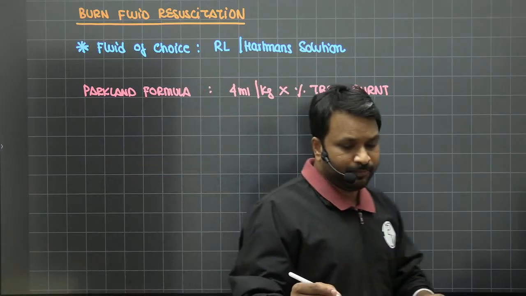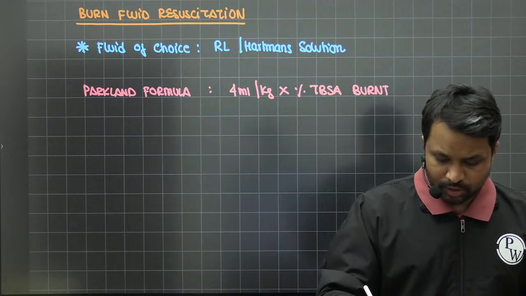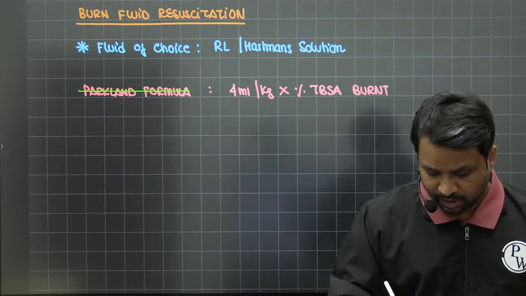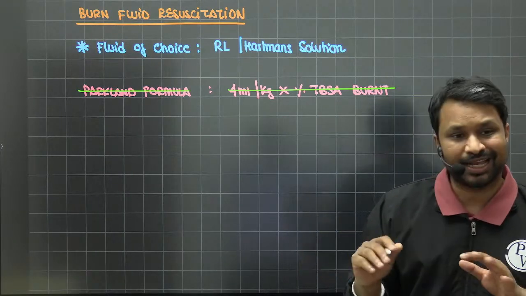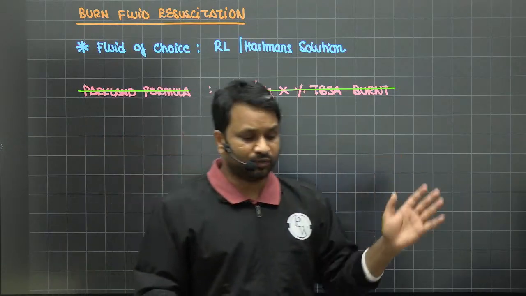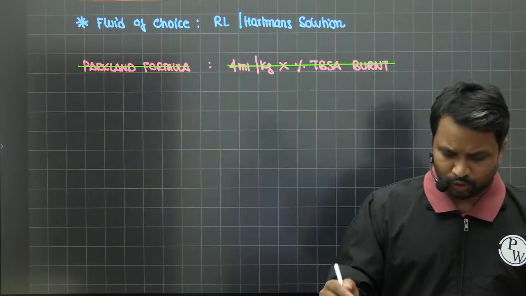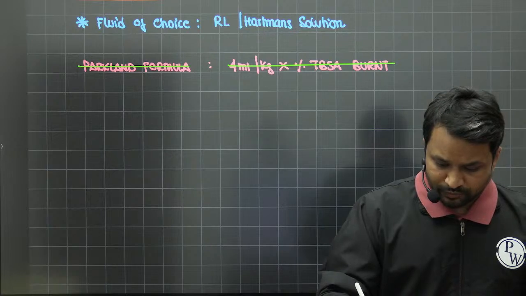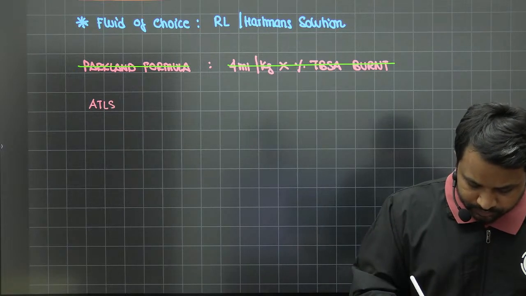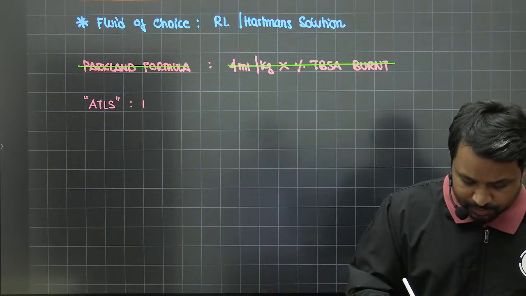So currently, with absolute authority, I'm going to say that the Parkland formula is obsolete. We do not follow this any longer. For burn resuscitation, Parkland is out of the picture. So you would ask, what do we follow? Currently, what we follow is our ATLS protocols, the ATLS burn fluid resuscitation.